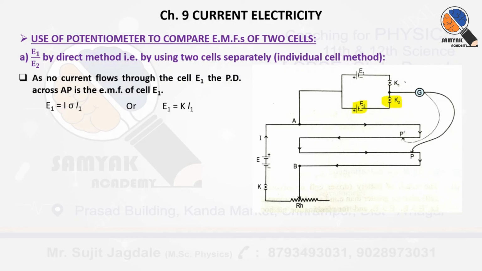so that now E2 will be in the circuit and now the E1 will be disconnected from the circuit.